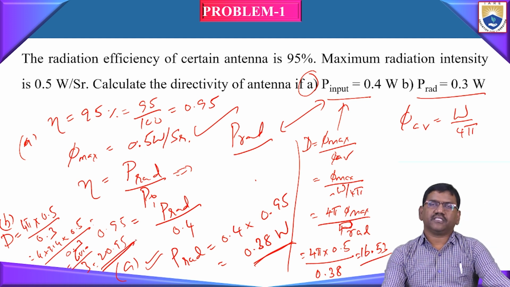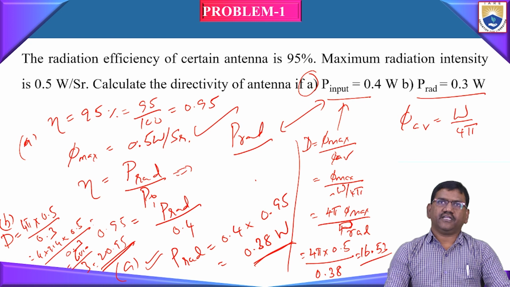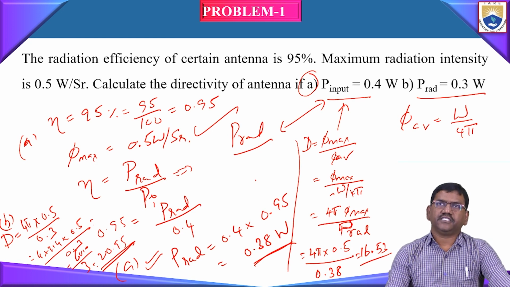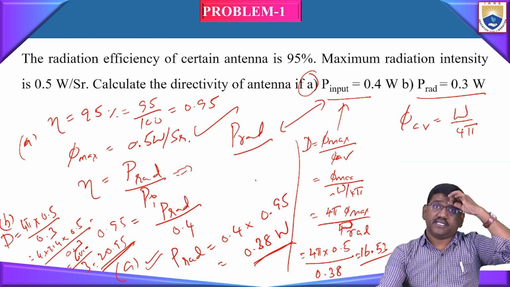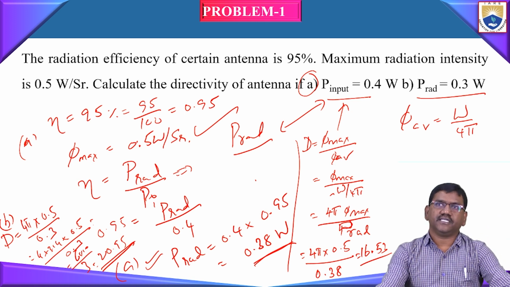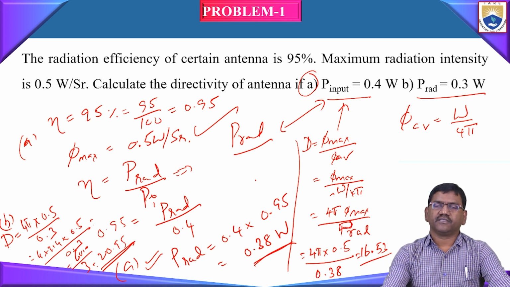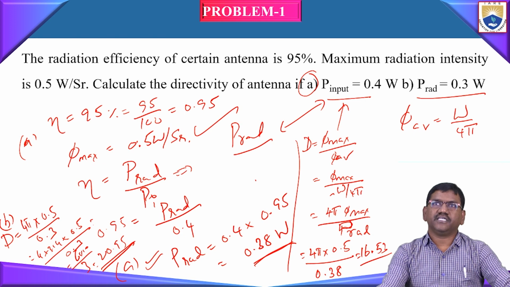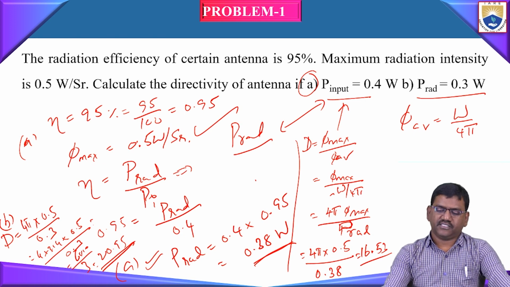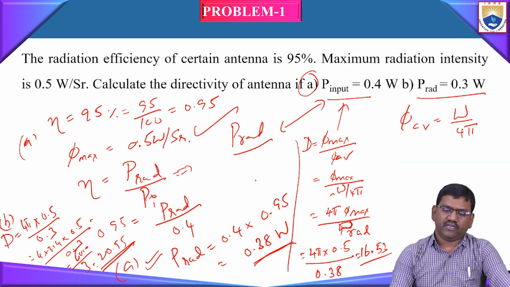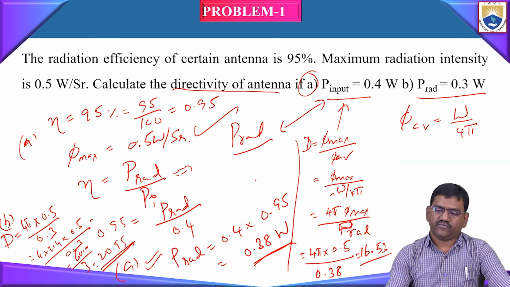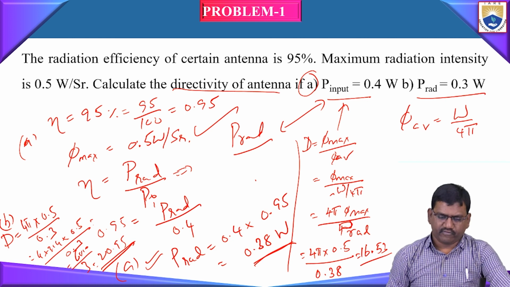So this is how to calculate the directivity of an antenna for the given data. Here the radiation efficiency is nothing but the radiated power to the input power. Also, the directivity of an antenna is given in terms of the maximum radiation intensity and the average radiated power. So directivity is the ratio of maximum radiation intensity to the average radiation intensity. If you substitute these values, P input is equal to 0.4 and P rad is equal to 0.3 watts here.